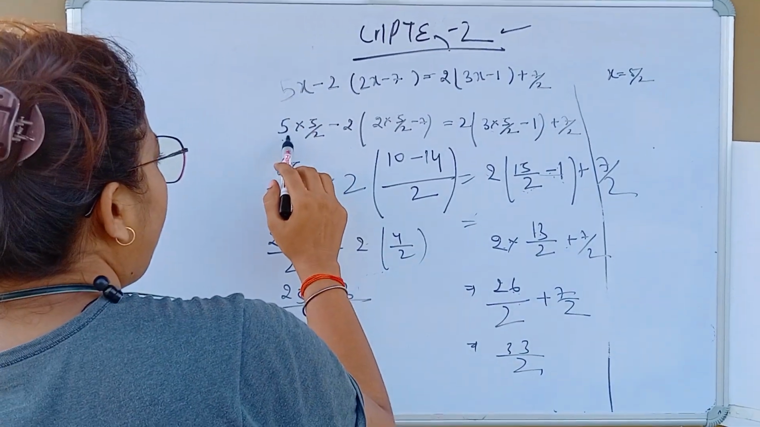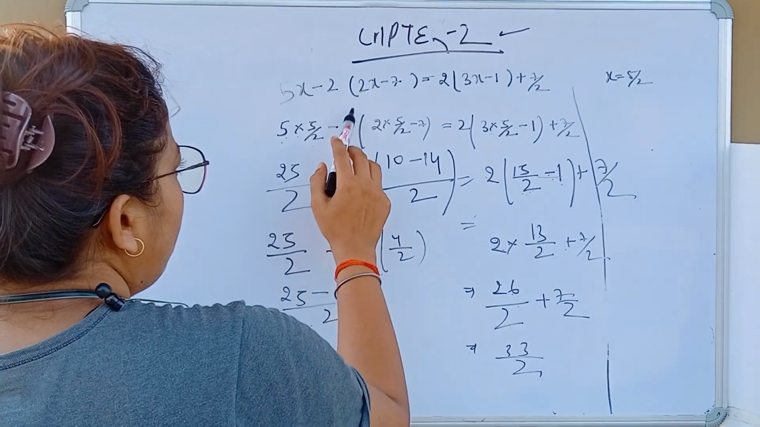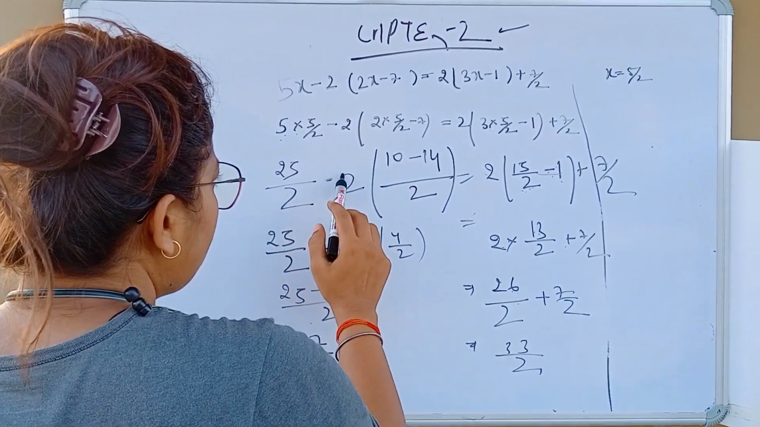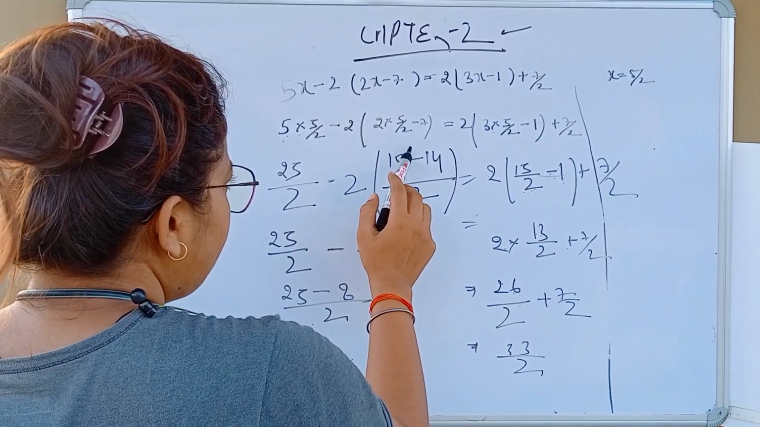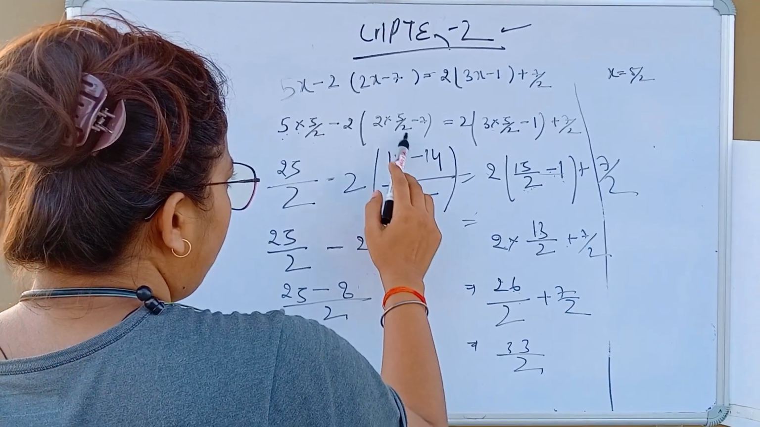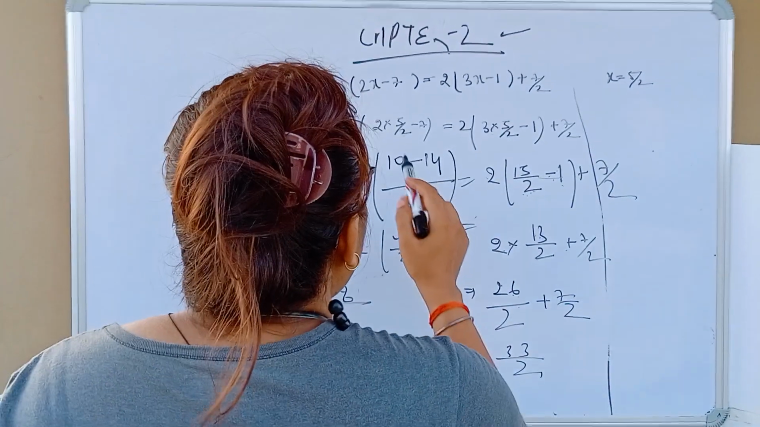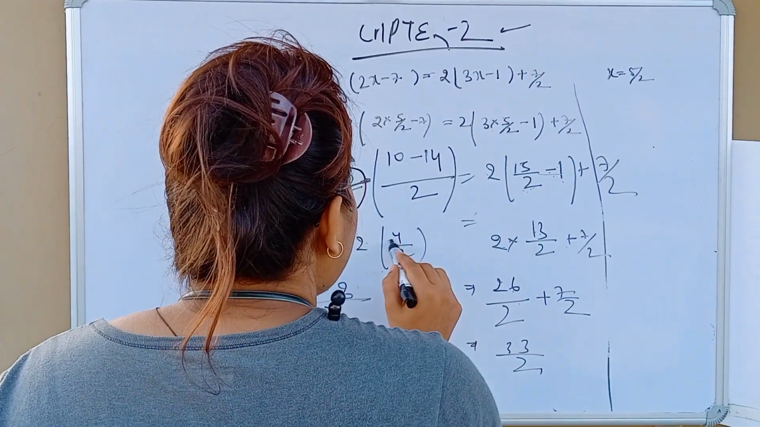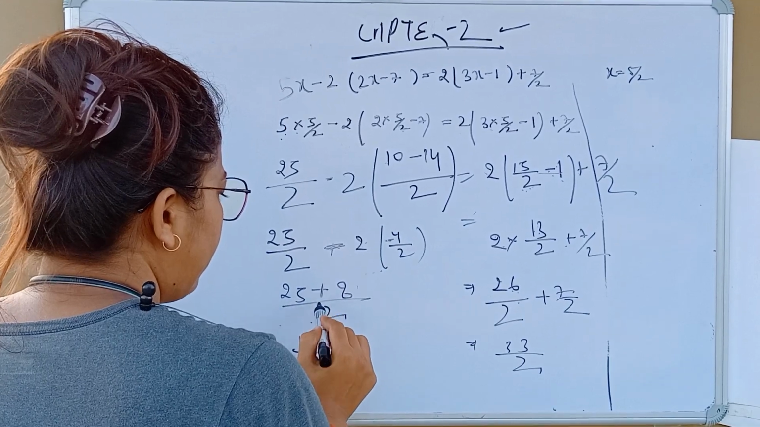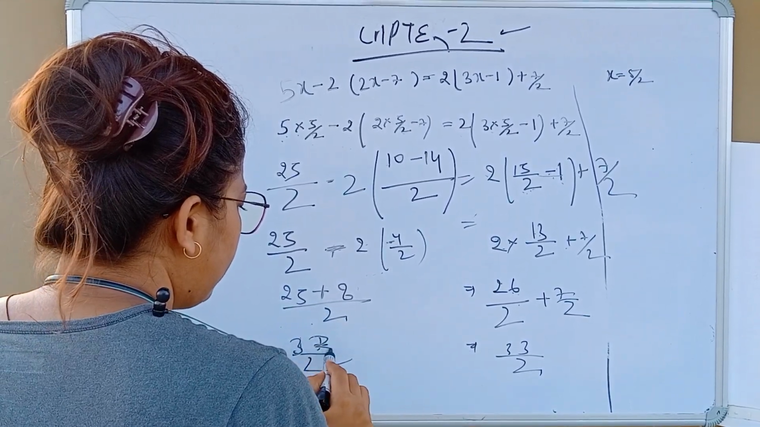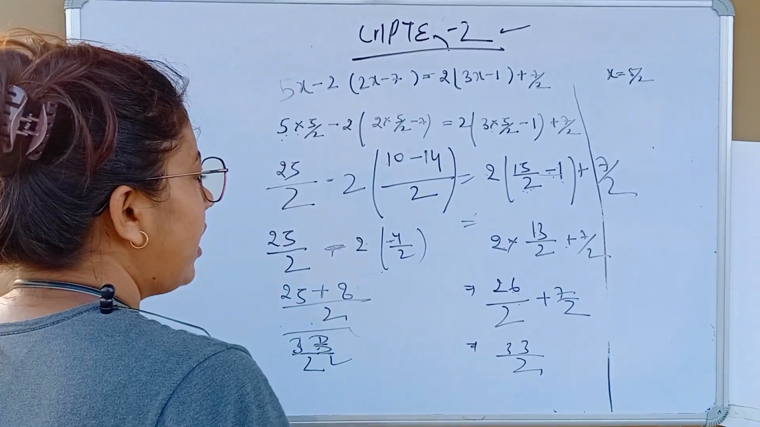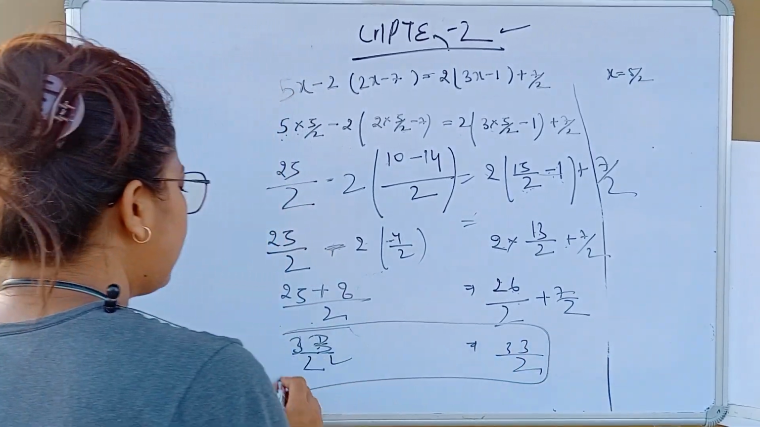So here 5 into 5 by 2 minus 2 into 5 by 2 minus 7, that is correct. 5 fives are 25 minus 2. 2 fives are 10 minus 2 fives are 10 minus 14. Take 2 here. 10 minus 14, that is minus 4 here. Minus 4 plus minus 2 plus 8. 33 divided by 2 is equals to 33 divided by 2. That means value of x is equals to 5 by 2 is correct in this equation.